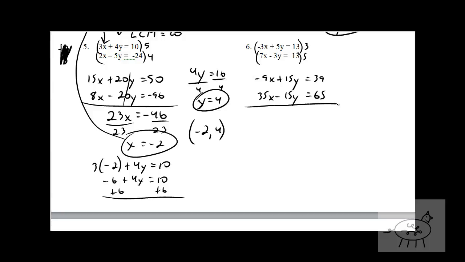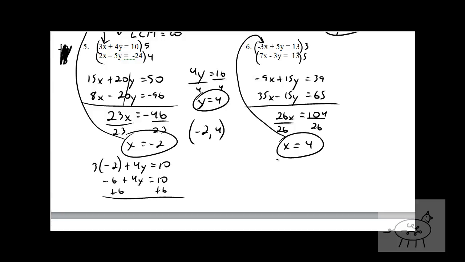Okay, so we say 35x minus 9x is 26x equals 39 plus 65, which is 104. Sweet. And we divide both sides by 26, and that gives us a nice clean number of 4. Okay, I'm going to plug it back into that top one, because it's smaller numbers.